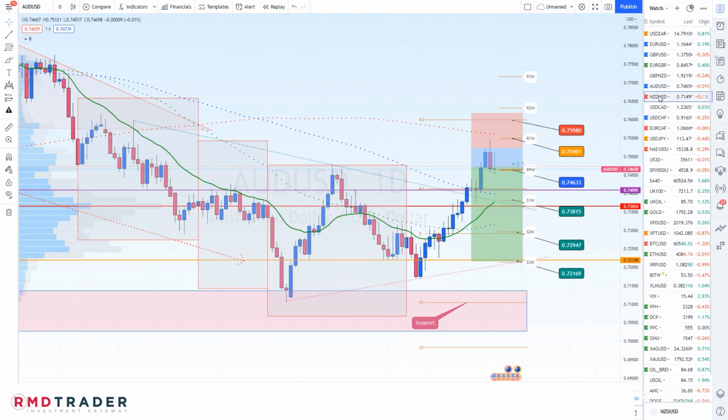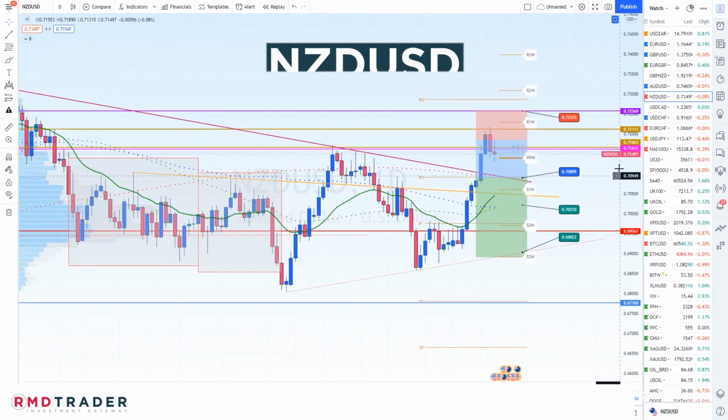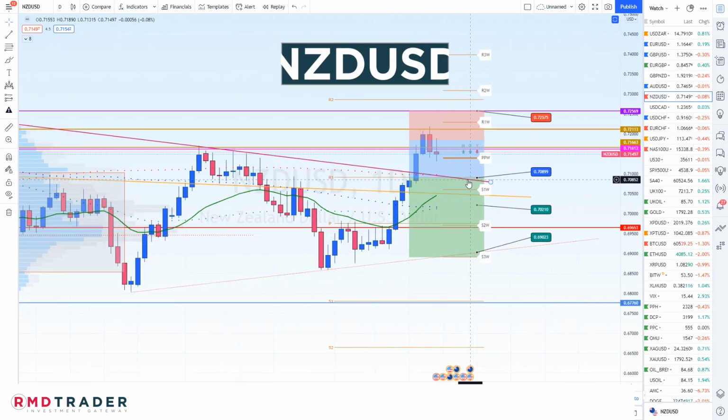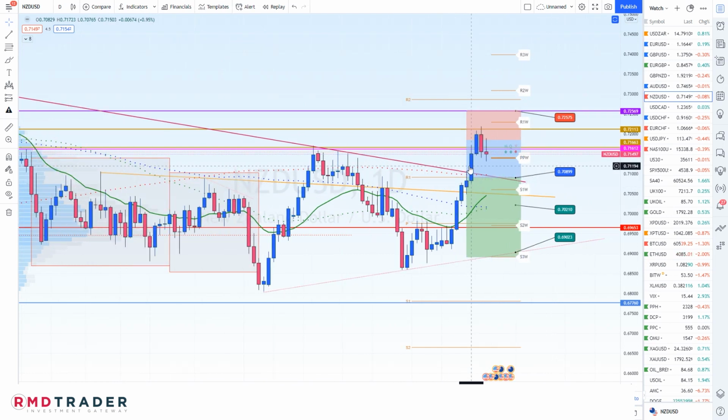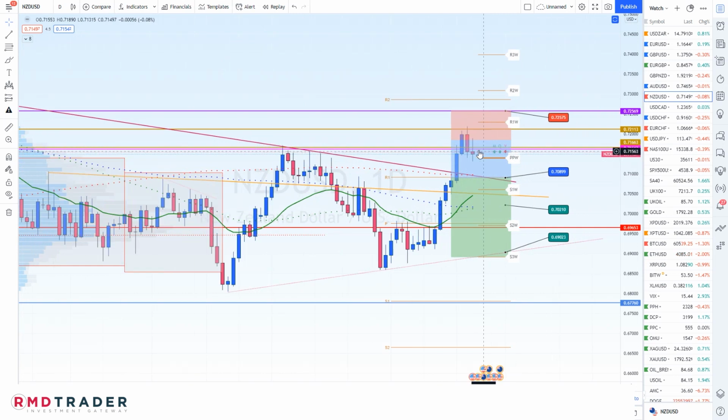Looking at New Zealand dollar USD, also a breakout that we saw last week, price breaking above the daily 200 SMA. It has not yet retested that breakout level, so that would be the most obvious first target.